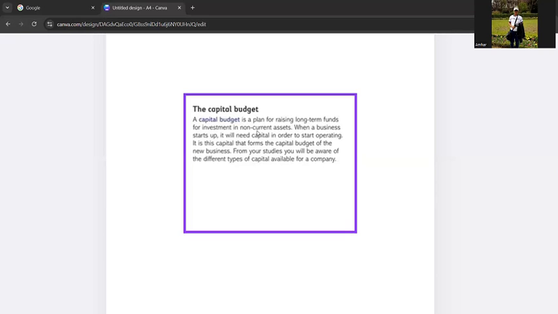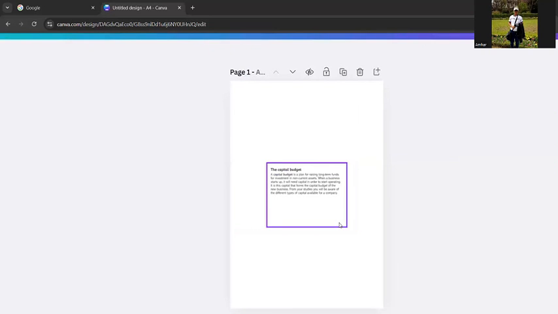So when we want funds from other people, when we take out bank loans, all that, these are forms of capital. So we will record all these in our capital budget. Did you understand that? Yeah, I understand that. Okay.